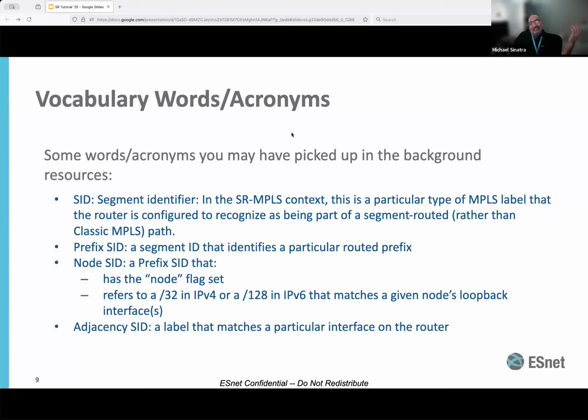The adjacency SID is a label that matches the IGP adjacency that you form, but you can really think of it as the IP address of an interface, a physical interface on a router that is one of your backbone interfaces. That's where the adjacency SID comes into play there.